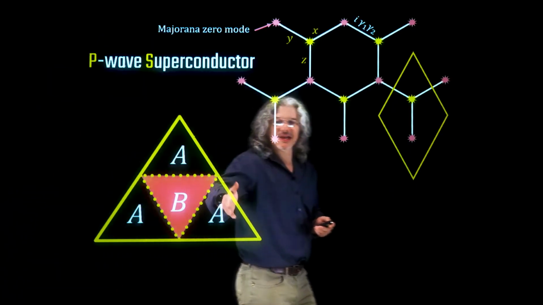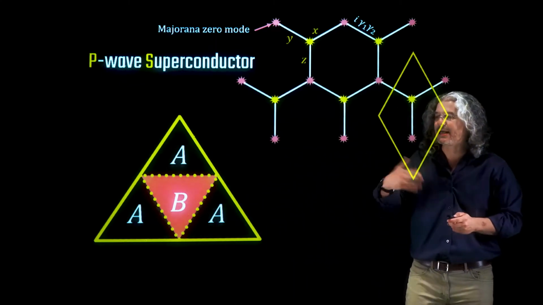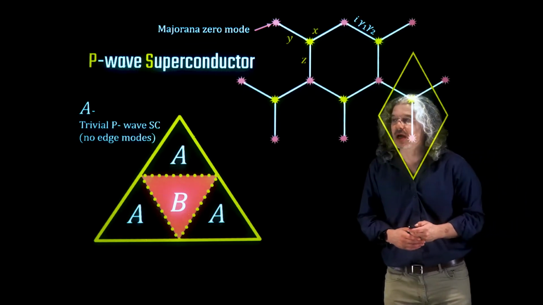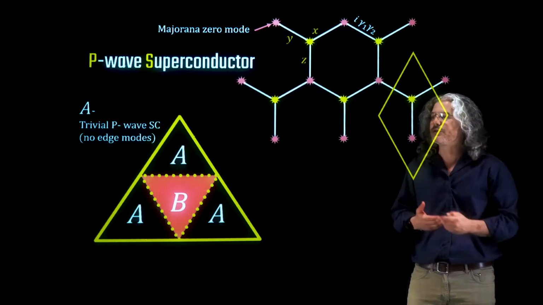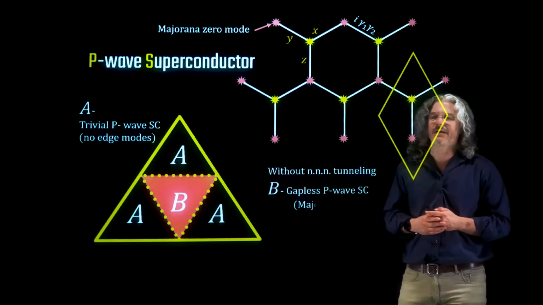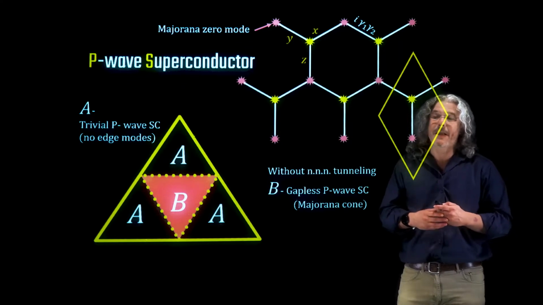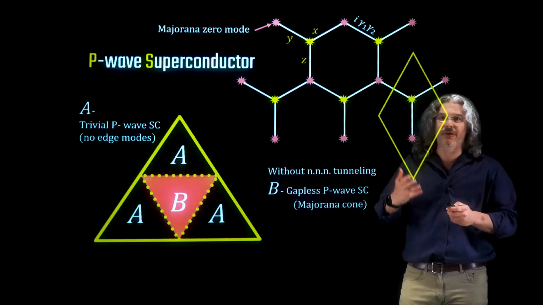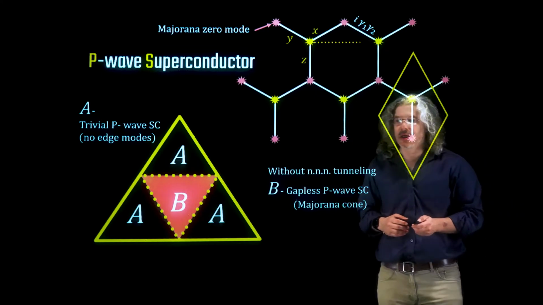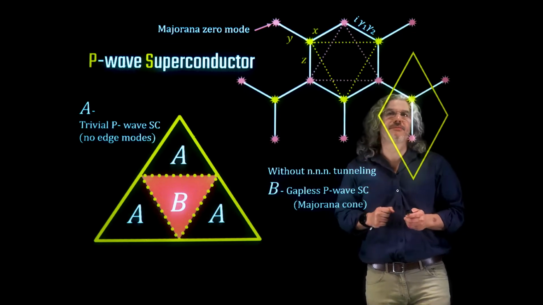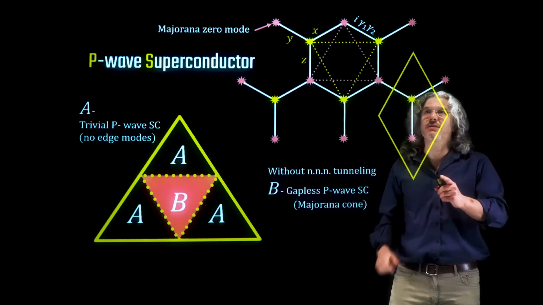So again, we will have the same set of phases, a gap full phase and a gapless phase. The A phase will be the so-called trivial P-wave superconductor. There will be no edge mode, nothing of that type. Without next nearest neighbor tunneling, in the B phase we will have a gapless P-wave superconductor with a Majorana cone, which will give us the gapless excitation. Now, when we add next nearest neighbor interaction, then things become more interesting.